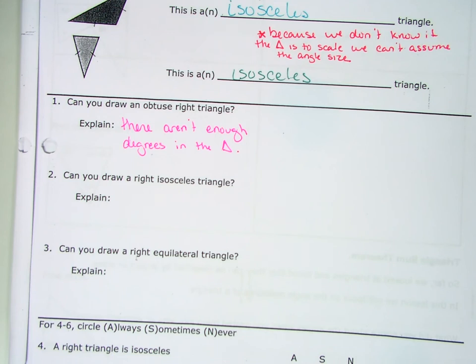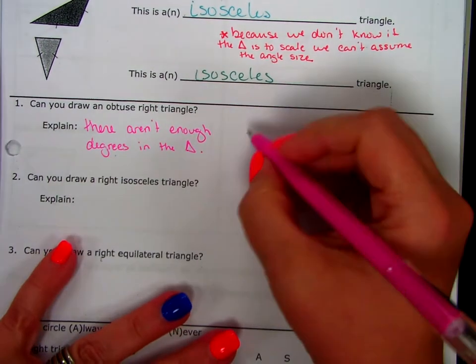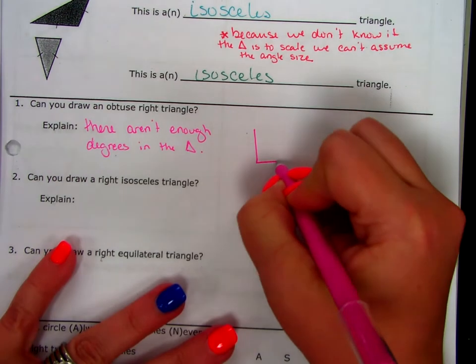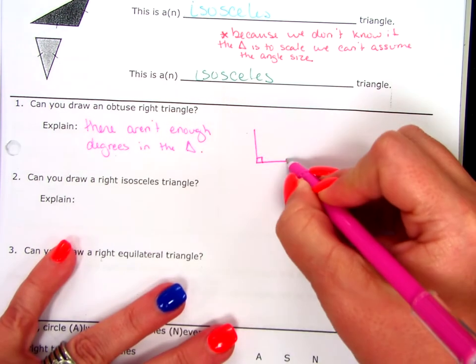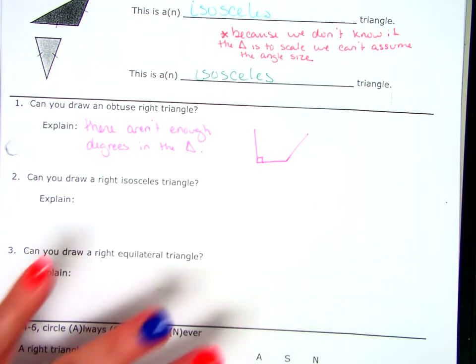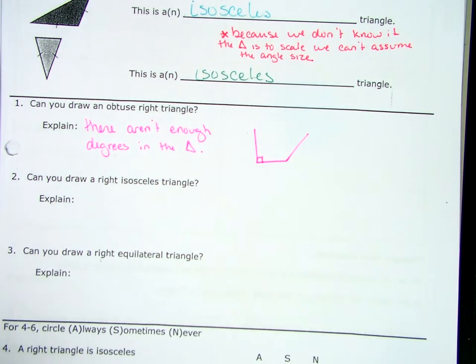Do you think that's the only way I could have worded that? No, I couldn't. I could even sketch a picture to illustrate it as my explanation. I could say, if I have a right angle and then I attach an obtuse angle to that, there's no way I'm going to close that. That's not going to close. I'm going to need a fourth side. I'm going to end up being at least a quadrilateral.